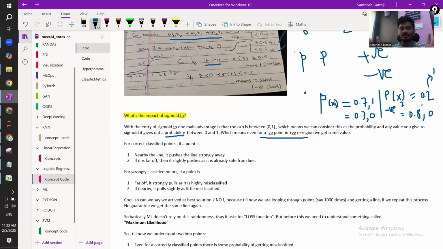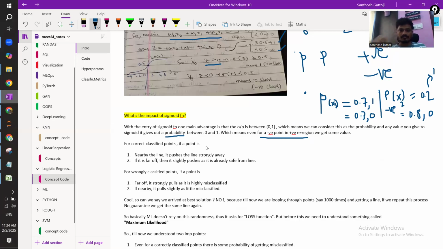It will give you only one value. If that value is the maximum, that means the probability of getting into class 1 is high. But if it is a negative value, that means the probability of getting into class 1 is 0. Okay, fine.